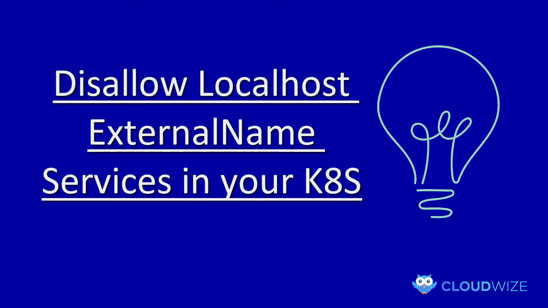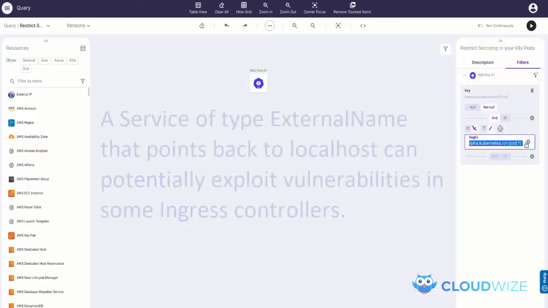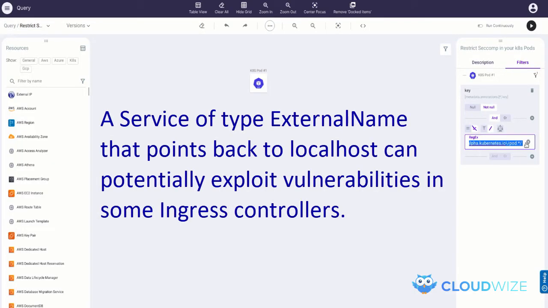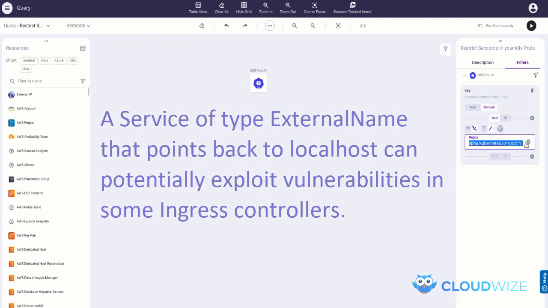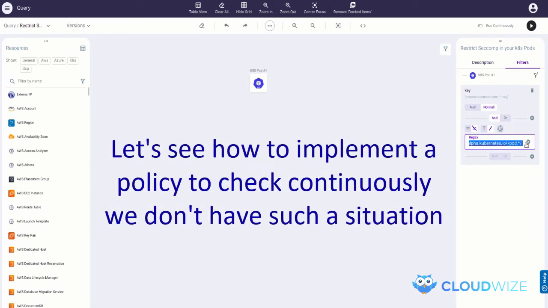Disallow localhost external name services in your Kubernetes. A service type of external name that points back to localhost can potentially exploit vulnerabilities in some ingress controllers. Let's see how to implement a policy to check continuously we don't have such a situation.